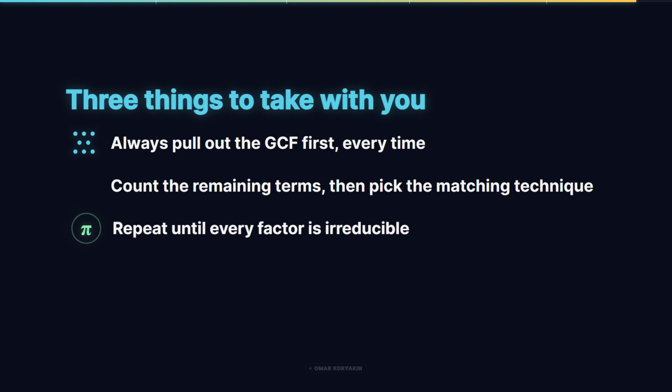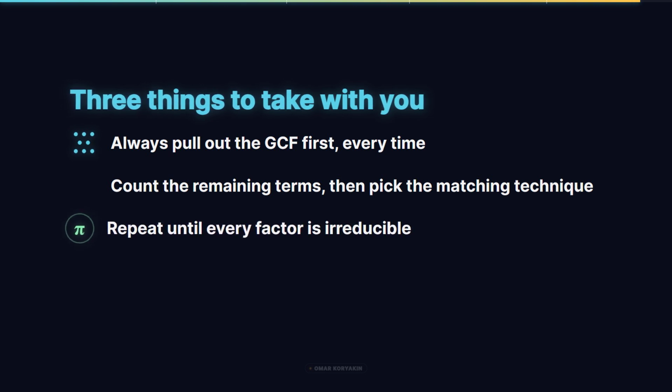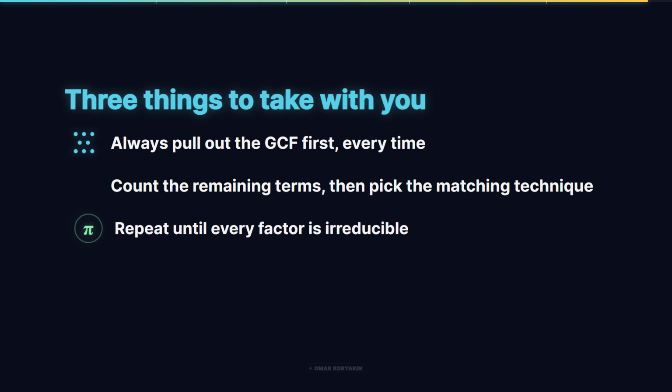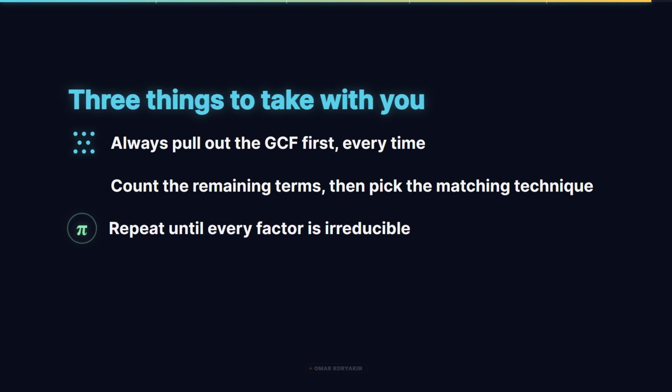Step 3 is to repeat. Each factor in the result can itself contain more factoring opportunities. Apply the procedure again on every factor with more than one term, and stop only when each factor is irreducible, when no GCF and no pattern applies.